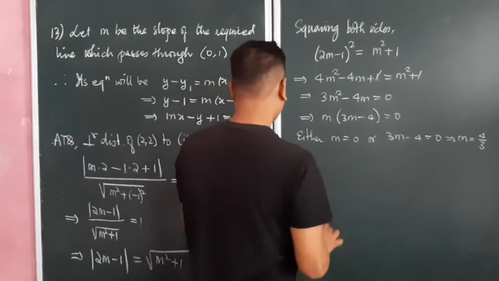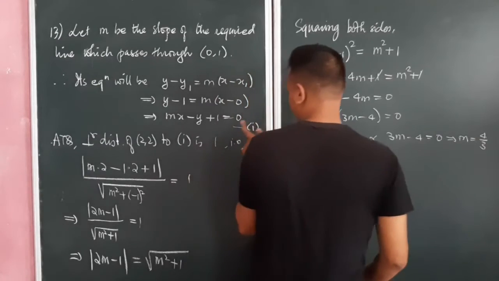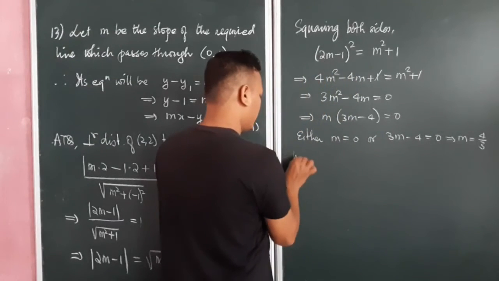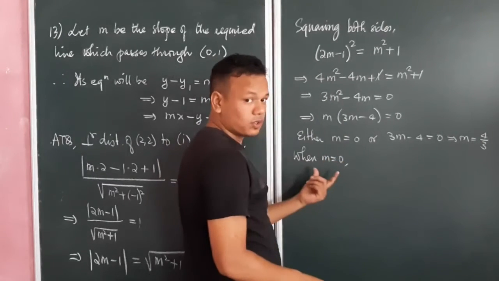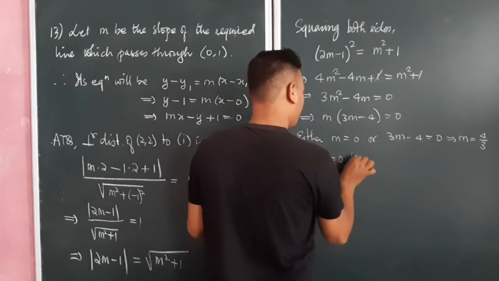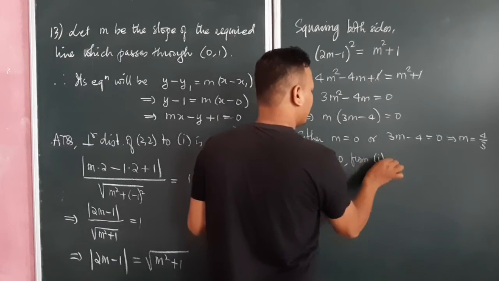So let's substitute the value of m in equation 1. When m is equal to 0, from equation 1, let's see what we get.